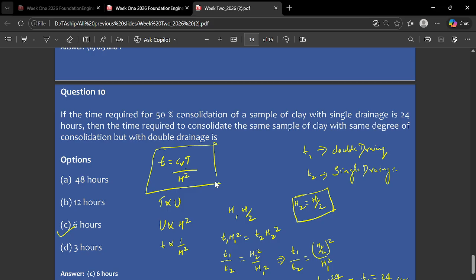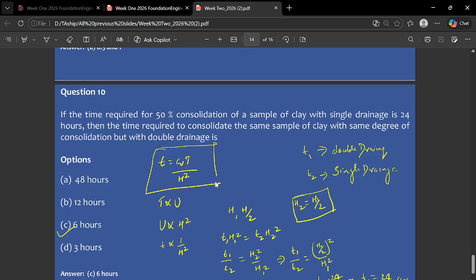Then there come some questions related to consolidation. Consolidation is a process where your soil is subjected to certain external loads, so there can be dissipation of the excess pore water pressure. That dissipation of pore water pressure can be calculated with the consolidation theories, and on that basis you can get questions.